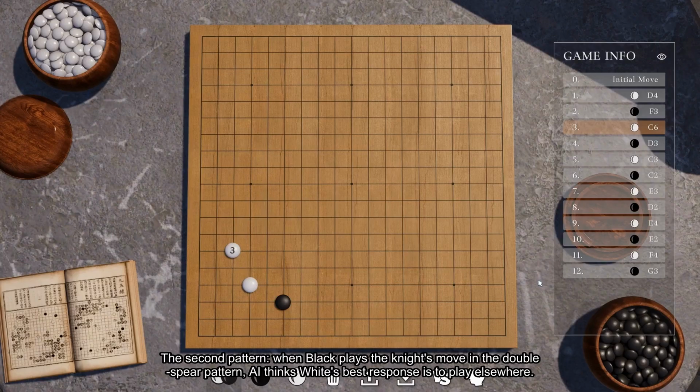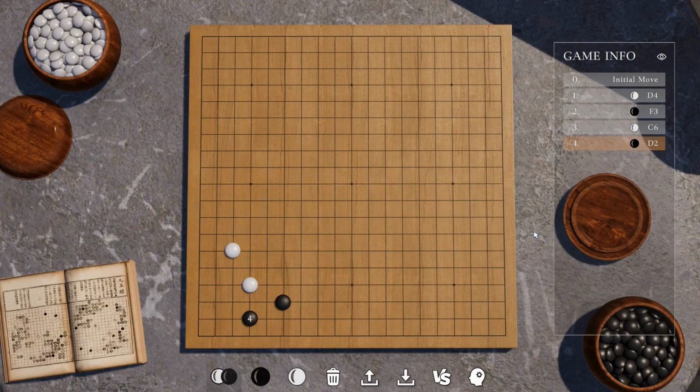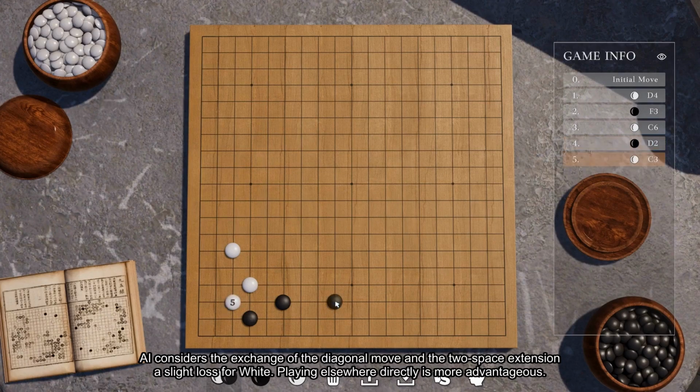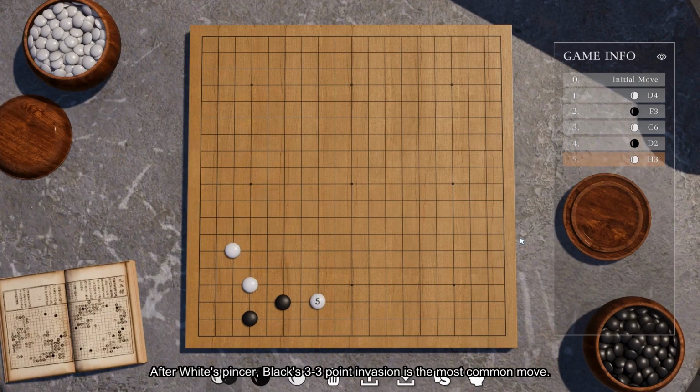The second pattern, when black plays the knight's move in the double spear pattern, AI thinks white's best response is to play elsewhere. AI considers the exchange of the diagonal move and the two-space extension a slight loss for white. Playing elsewhere directly is more advantageous. Later on, white has the option to play a pincer. After white's pincer, black's 3-to-3 point invasion is the most common move.